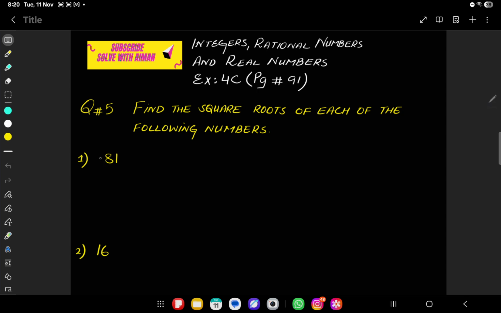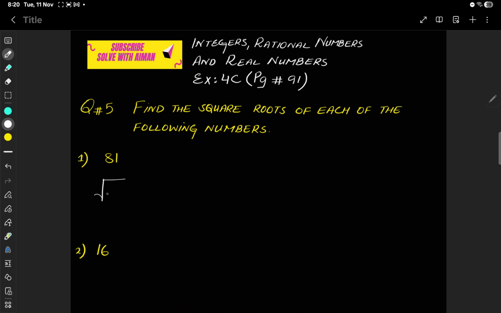The number is +81. So when we take the square root of 81, the inside number of the square root should be a perfect square. Is 81 a perfect square of some number? Yes. If we multiply +9 with +9, can I say that it is +9 squared? And how much will +9 squared be?